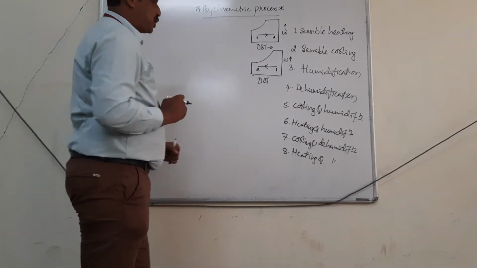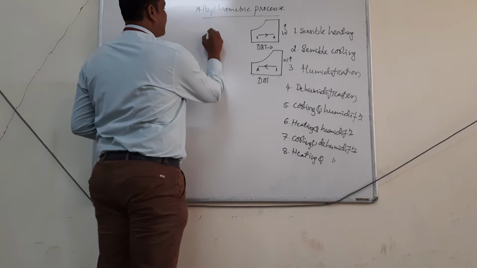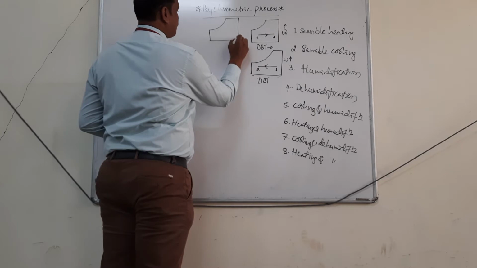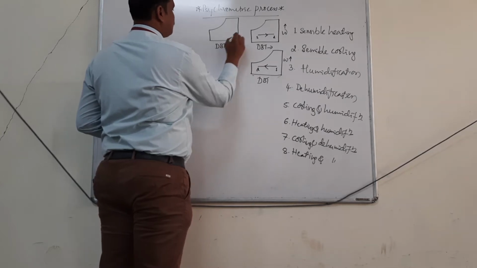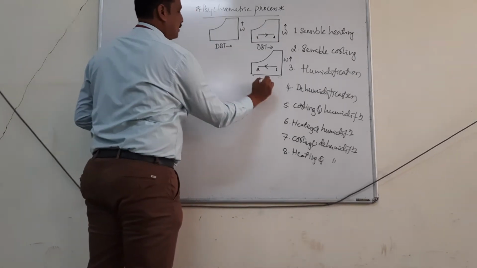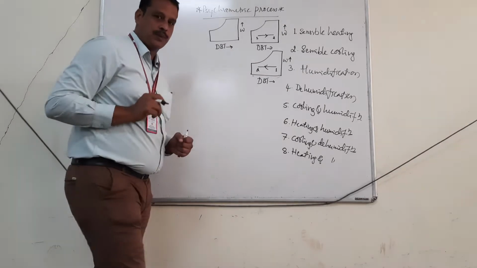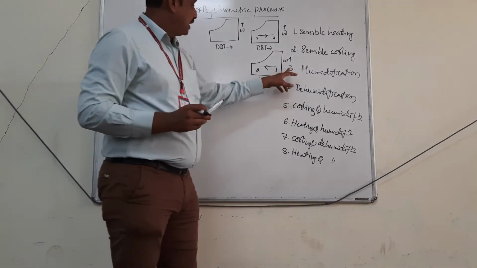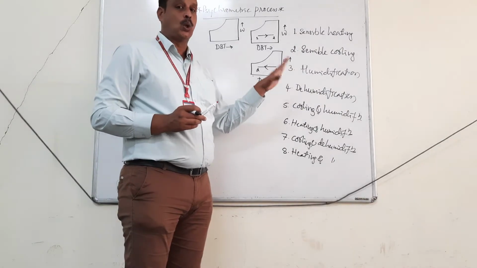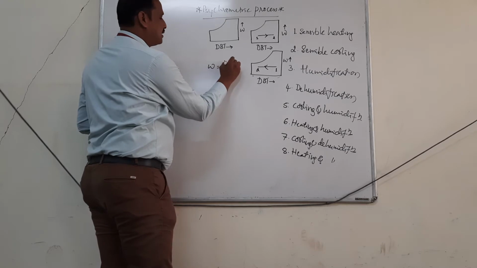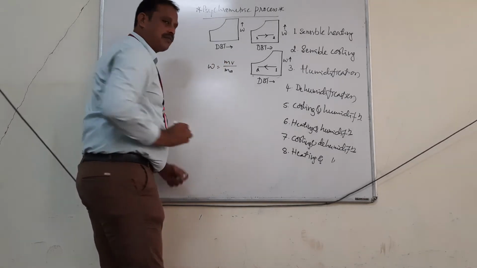Next, humidification. The third process is humidification. What is humidification? Humidification is nothing but an increase in moisture content. That means an increase in moisture content but the temperature remains constant. What is W? We just saw that. W is the mass of water vapor to the mass of dry air.